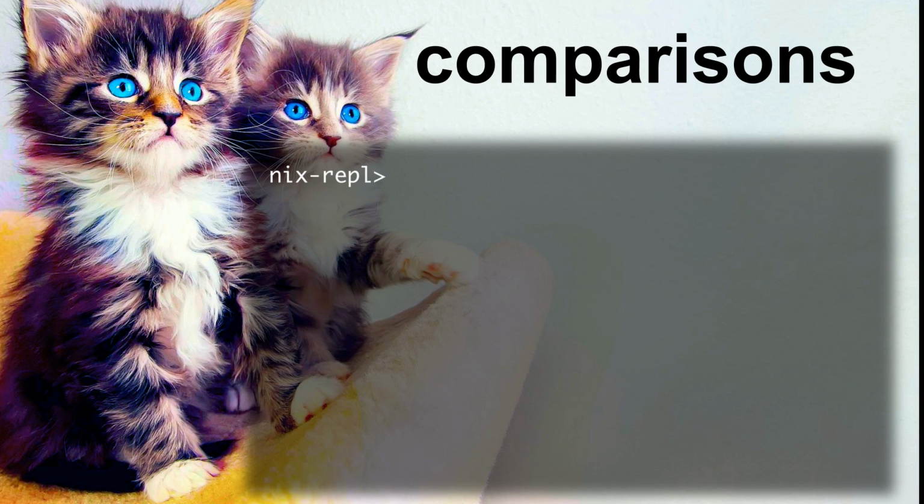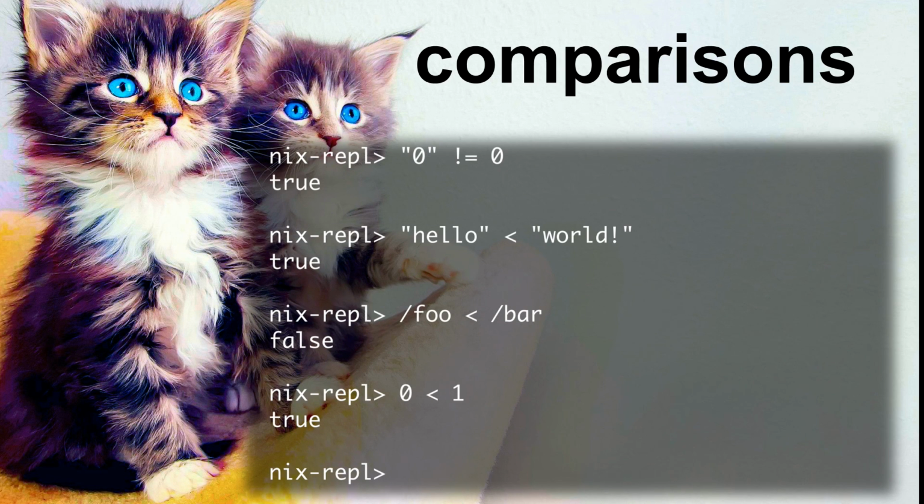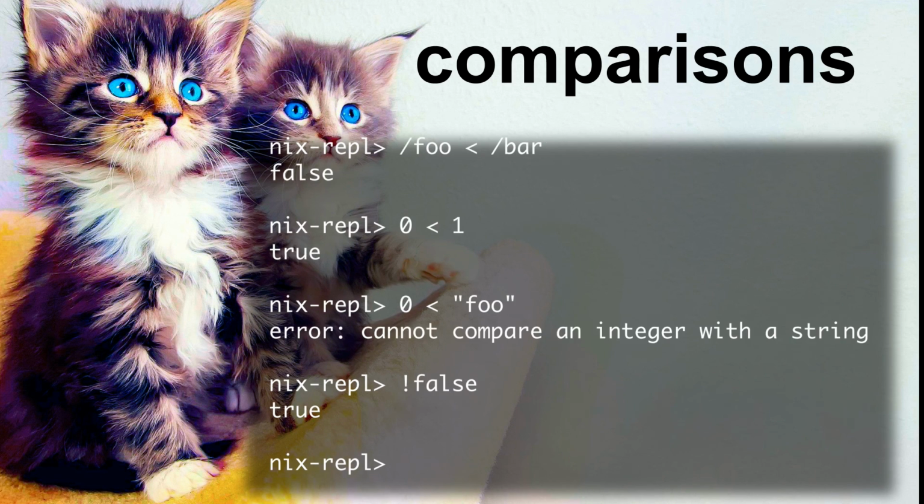So far we have mostly used the equality operators equals and not equals to compare two values that have the same type. The equality operators can also be used on values that do not have the same type. Values which do not have the same type are never equal. The comparison operators less than, less than or equals, greater than, and greater than or equals can only be used with strings, paths, and integers, and both arguments must be the same type. The not operator can only be used with Boolean values.